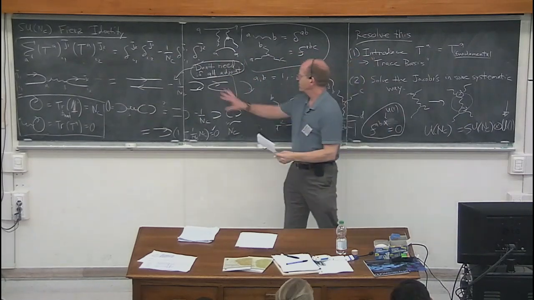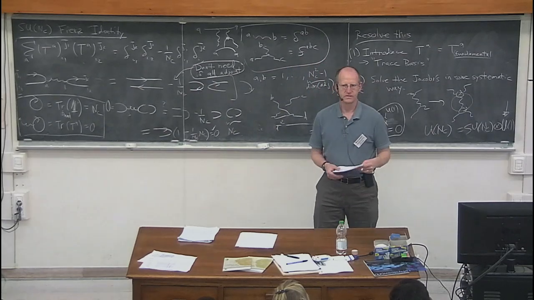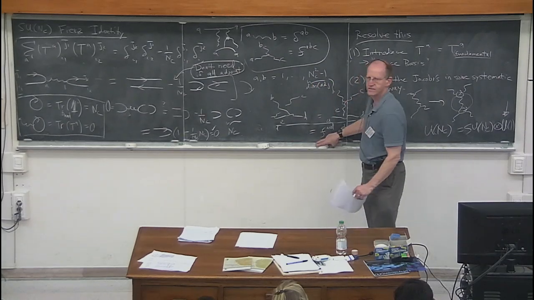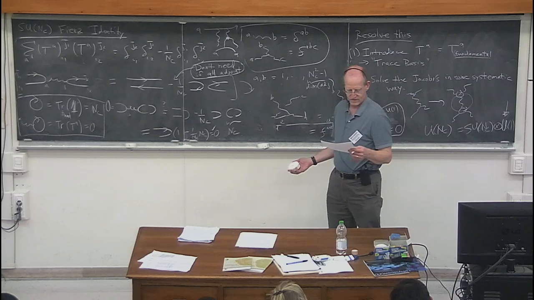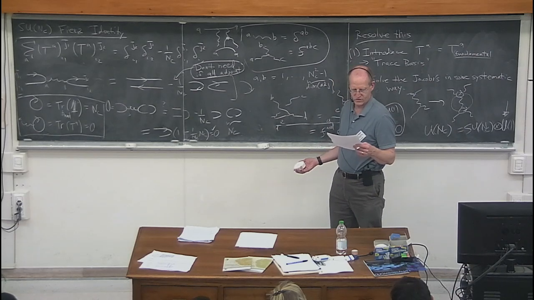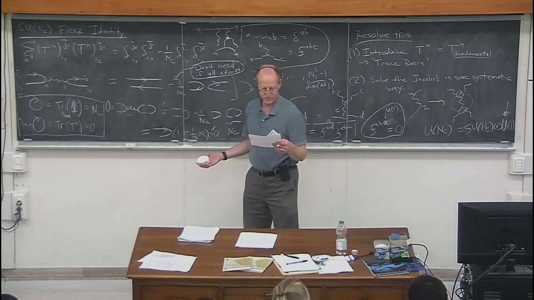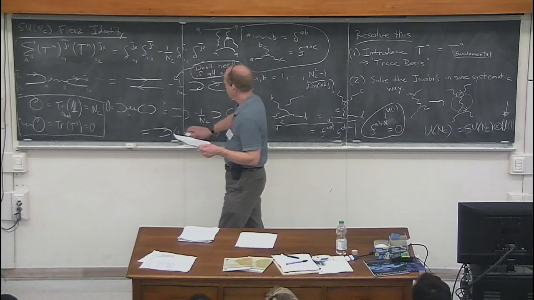Any questions about that? Otherwise, we're going to go look at a 5-point tree amplitude tree graph, and that will be enough to understand the trace decomposition for tree level gluon amplitudes.